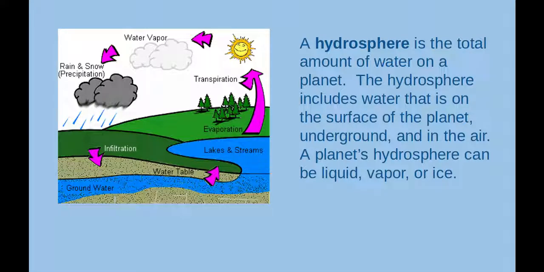A hydrosphere is the total amount of water on a planet. The hydrosphere includes water that is on the surface of the planet, under the ground, and in the air. A planet's hydrosphere can be liquid, vapor, or ice.